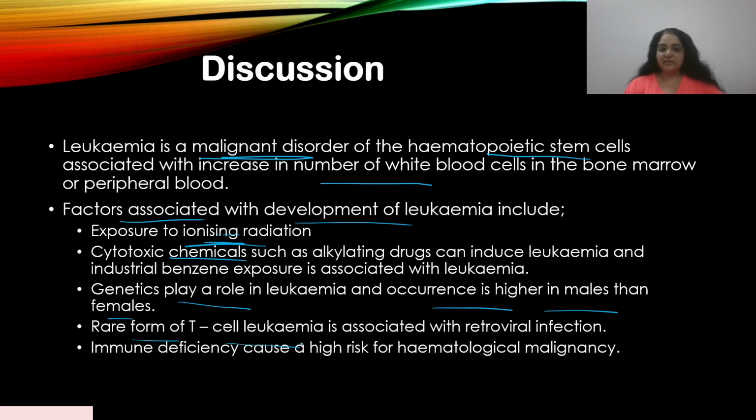A rare form of T-cell leukemia is associated with retroviral infection, and immune deficiency also causes a high risk for hematologic malignancy. So these are just some factors that I've noted down for you guys, so you can understand leukemia a little better and why it is caused and why it develops. But to answer your question, yes, blood cancer is called leukemia. So if you ever get a question like that, you can answer it. This was a pretty straightforward question, nothing much to do. Let's move on to the next question then.